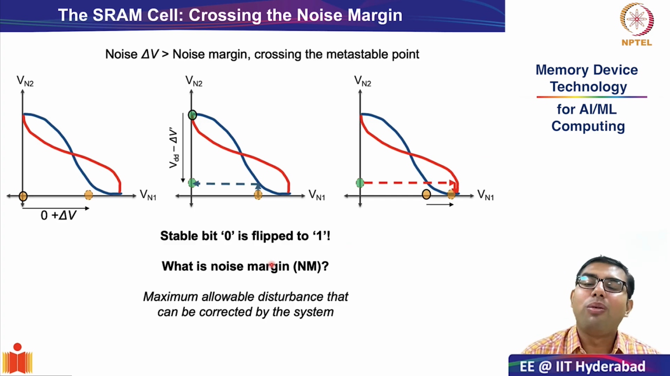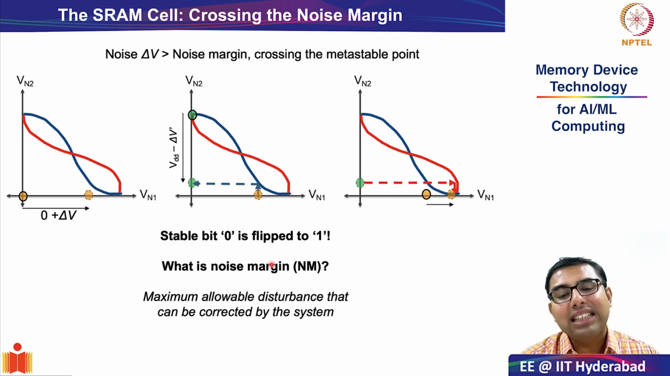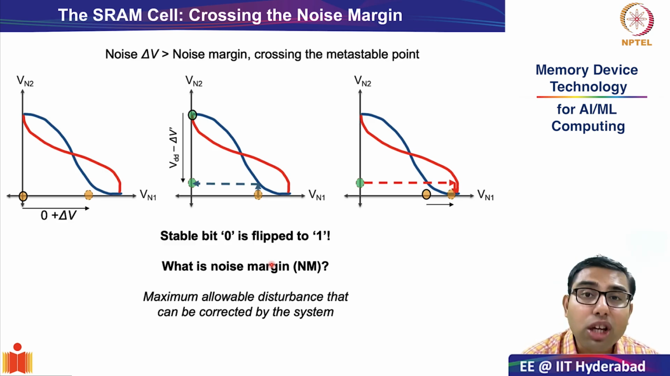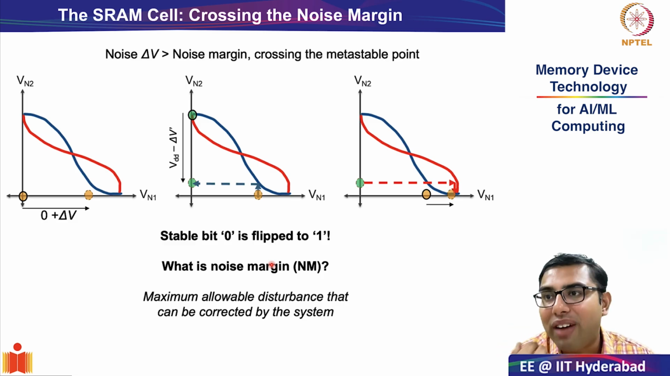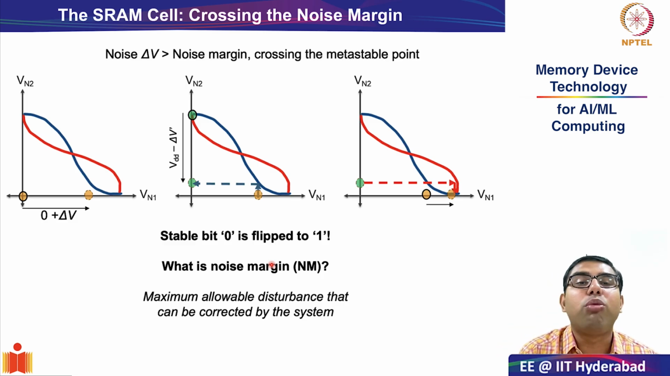Very simply, what is noise margin? It is the maximum allowable disturbance into the internal storage nodes that can be corrected by the system. If you cross the noise margin, the value will flip, the stable state will flip. If you are within the noise margin, it will be able to regeneratively feed back and restore your original value.